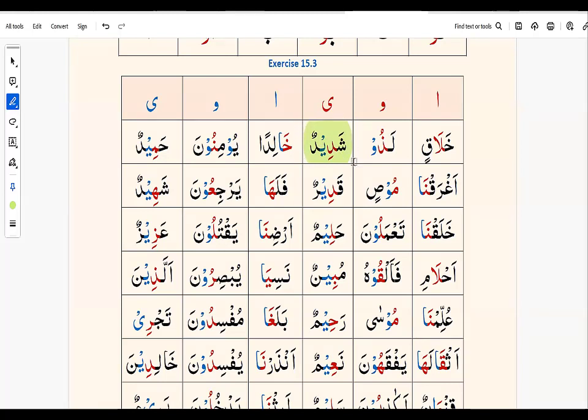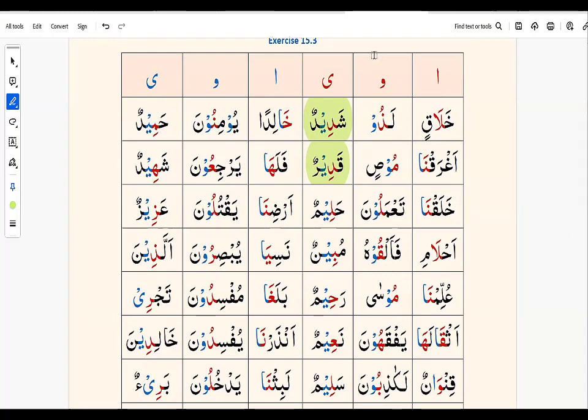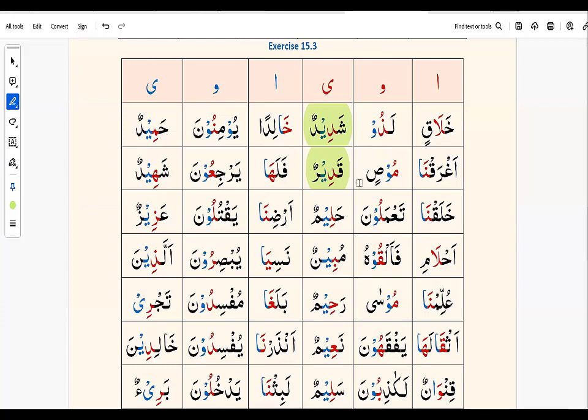Can you have a go at reading this again? Shadidun. Well done, mashallah. Really good job. And can you read this example as well? Qadirun. Okay, well done. So I'll read this once for everyone. Qadirun. So for the ya madiyya, it should be prolonged for 2 seconds or 2 counts.